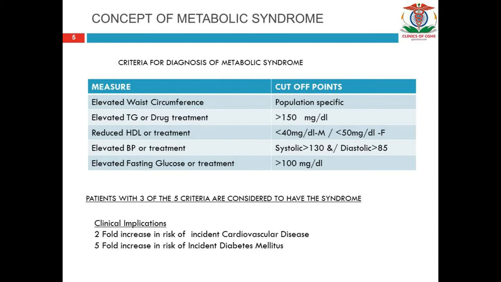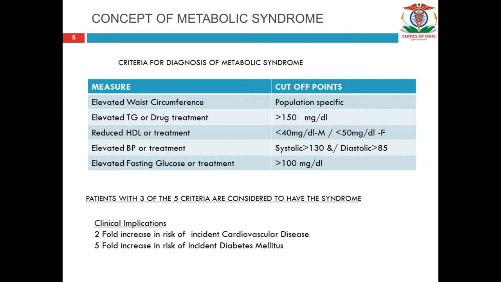Then there is this concept of metabolic syndrome. Metabolic syndrome is basically a cluster of risk factors. You can call it metabolic syndrome or insulin resistance syndrome or syndrome X. All different bodies have agreed upon these five criteria. If 3 out of these are positive, then we can call it metabolic syndrome.